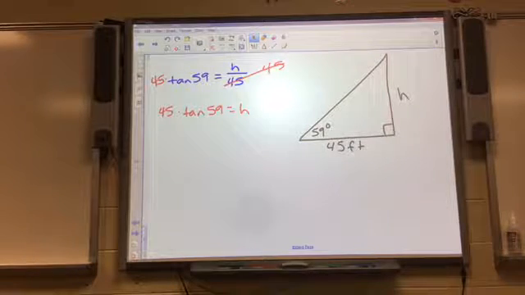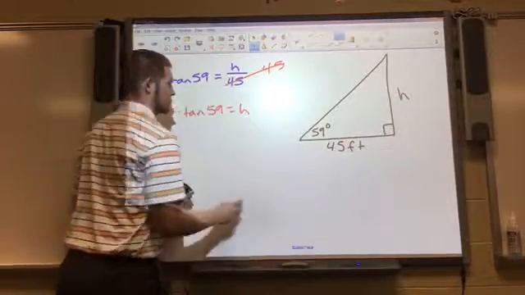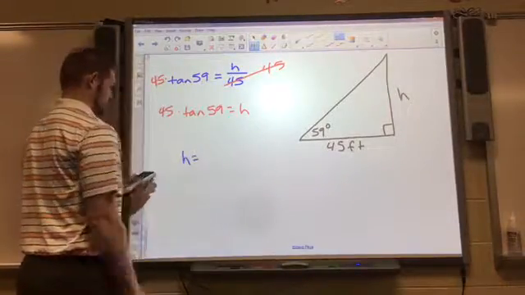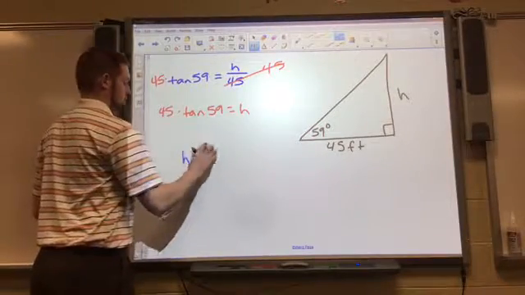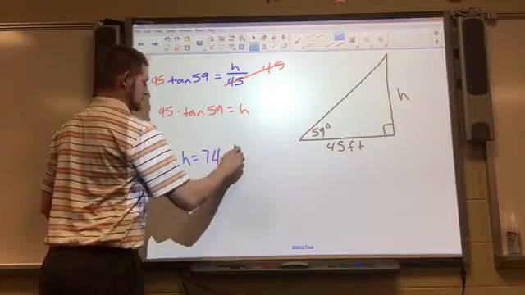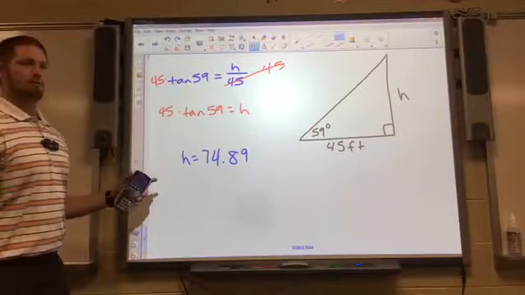Okay, does everybody know where your tangent button is on your calculator? Should you be able to take 45 times the tangent of 59? Yeah. And since I'm finding a side length, you don't need 4 decimal places. But what do I get for my side length? I'm going to do 2 decimal places here. What's my label? Feet.